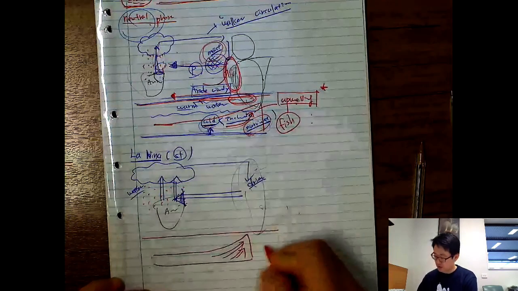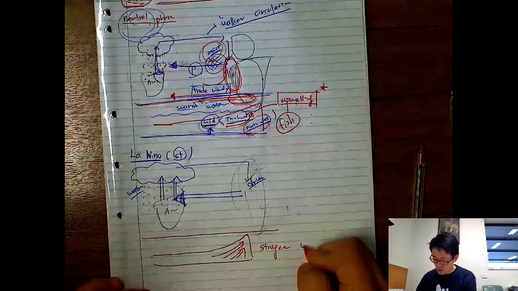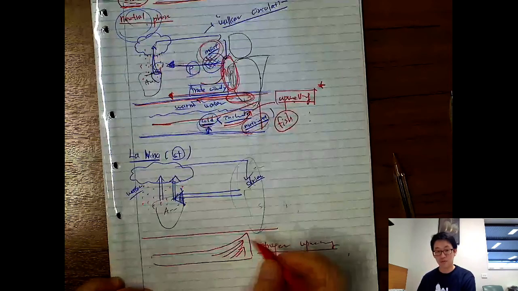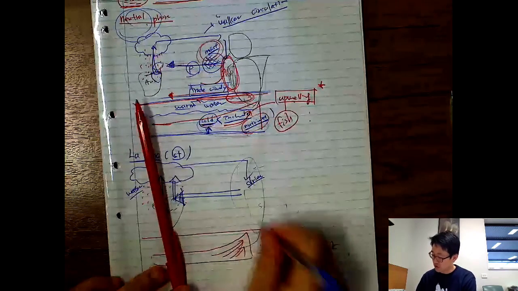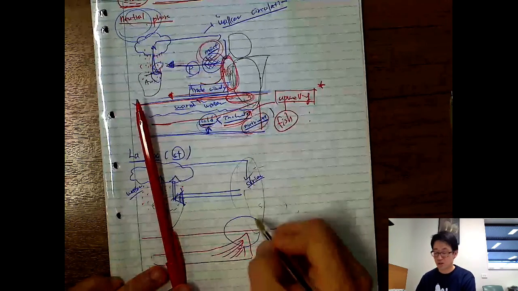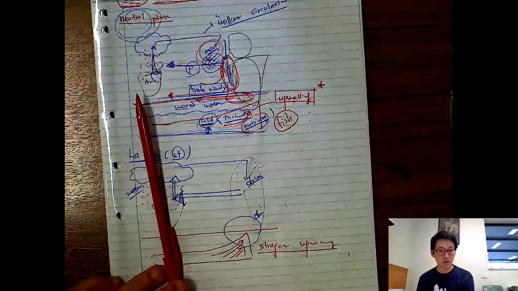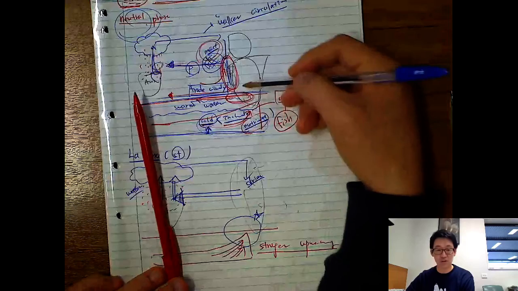More upwelling. So stronger upwelling, which means it's actually good for what? Fishery. Good for fishery for South Americans. And this is one of the major fishery areas.